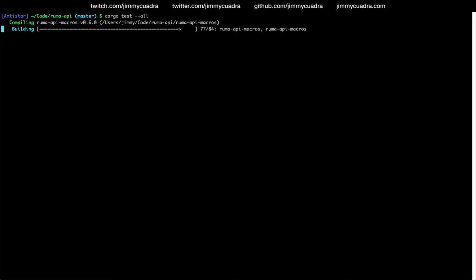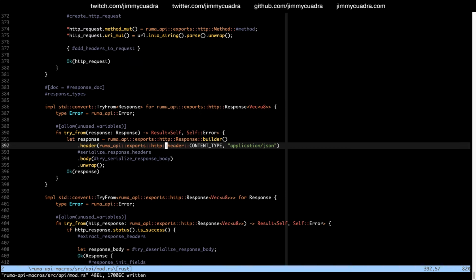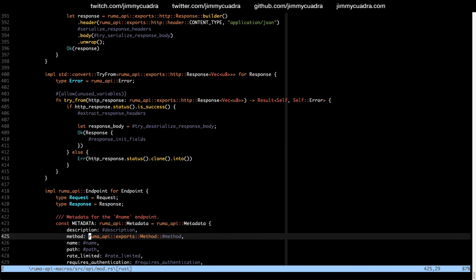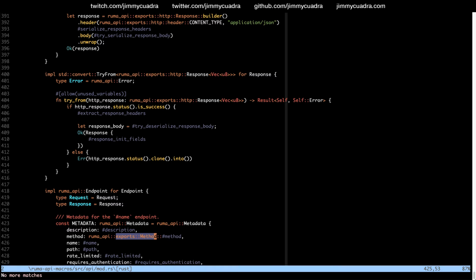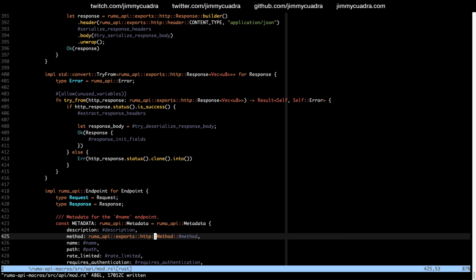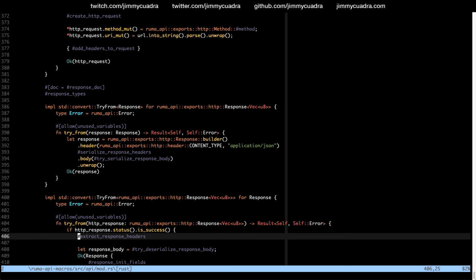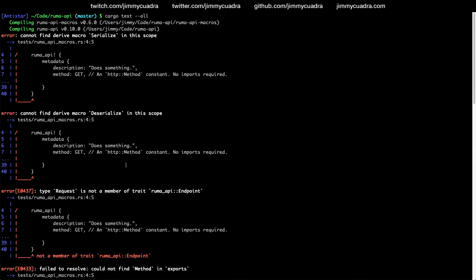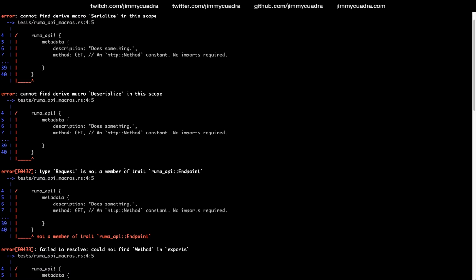What else am I missing? I should have just let that run. Oh, method. This is also supposed to be from HTTP. Just a boneheaded typo. All right, what else are we complaining about? Yeah, so serialize and deserialize, it seems to want them in scope, which I thought shouldn't be necessary, but maybe it will be. Request is not a member.